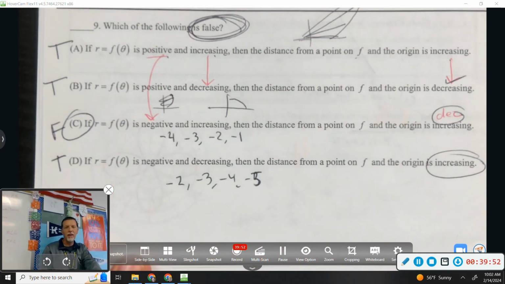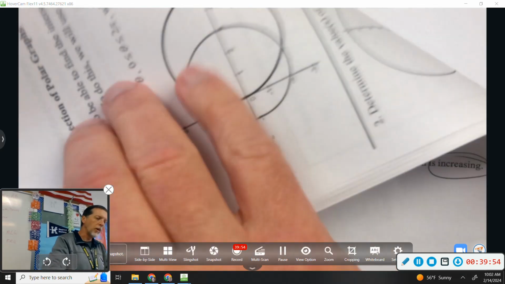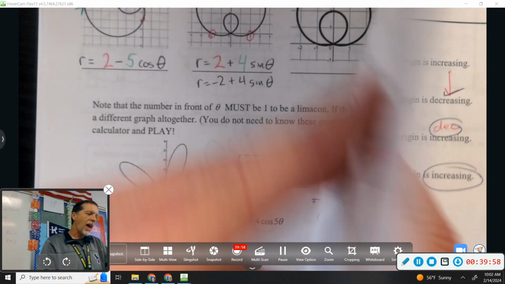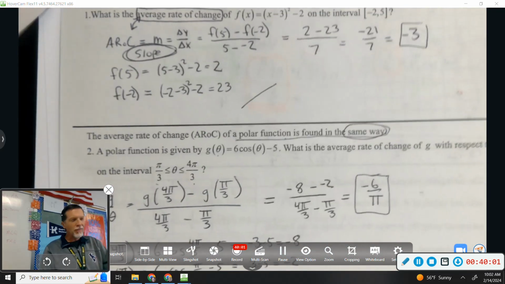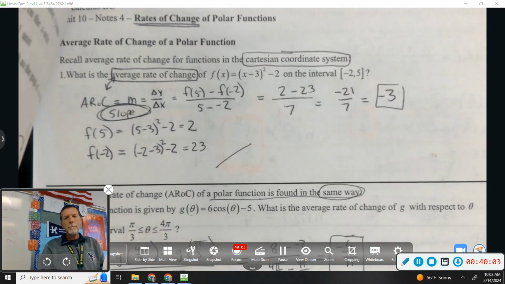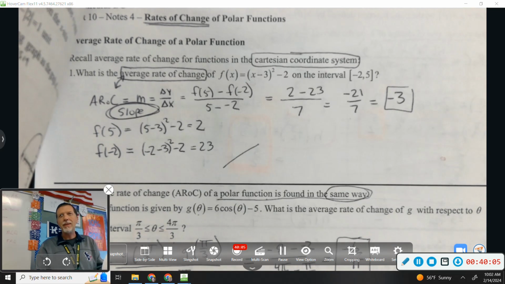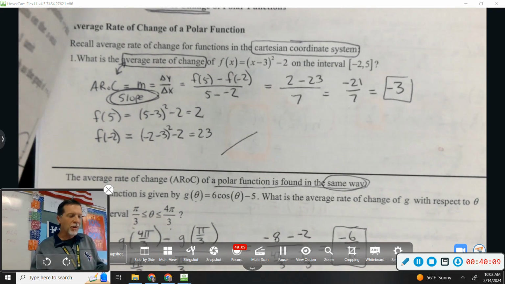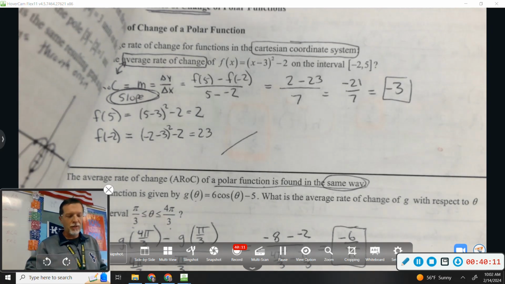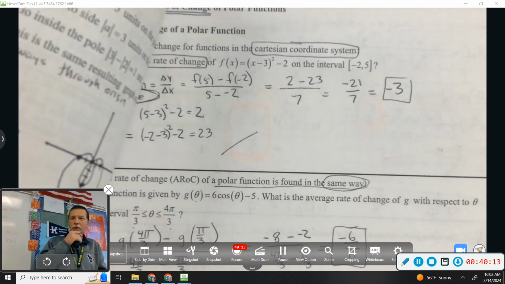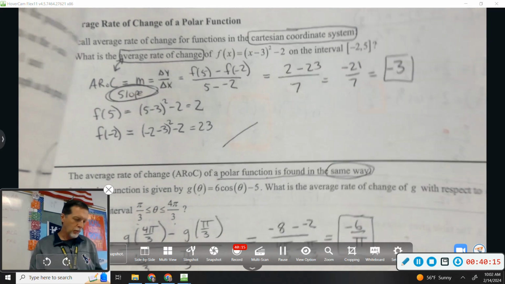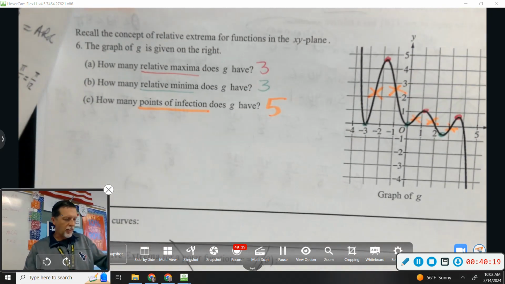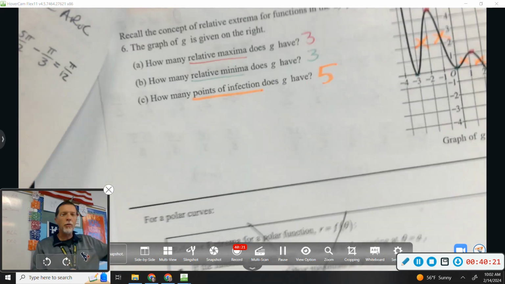Okay, so two main things today. Average rate of change, which is sort of the same as Cartesian. The formula is the same, the process is the same. If you try to think about what it looks like on the graph, it's really wacky. The slope of a polar curve, that's a calculus question that you'll worry about next year if you take BC. And then relative extrema, we're not worried about maximums and minimums. That's the key point.